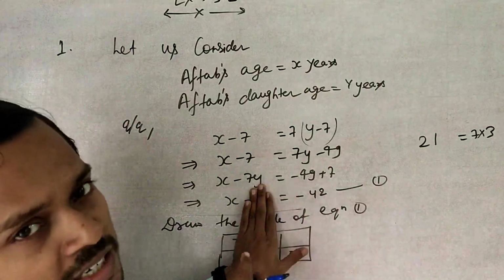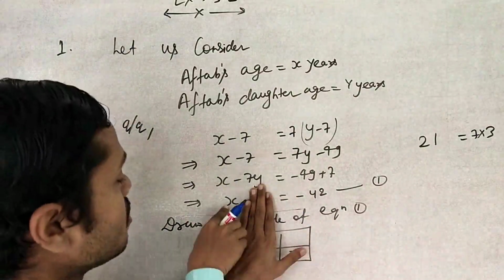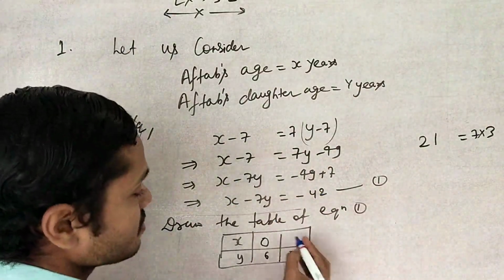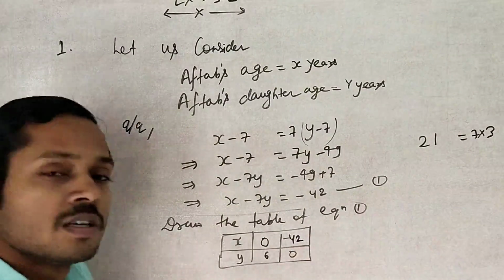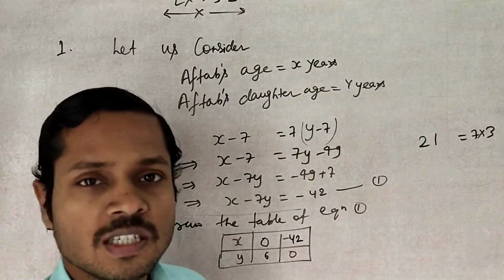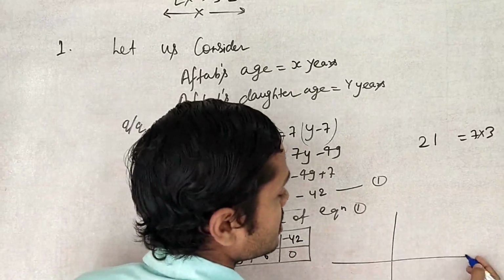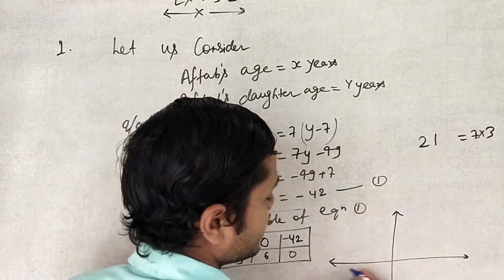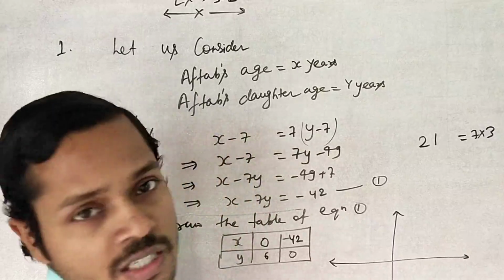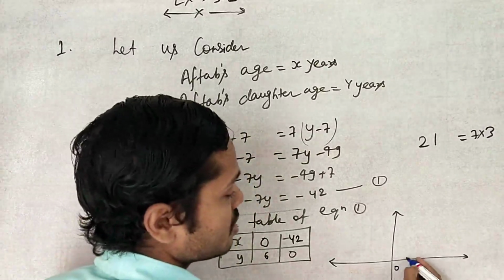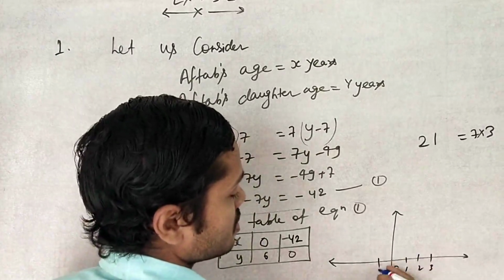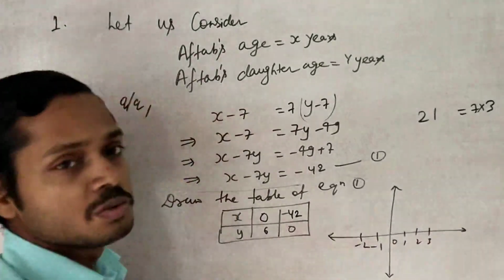Y is 0, multiplied by minus anything, will be 0. Now look at x is equal to minus 40. You can easily represent it on the number line. Number line means this is the coordinate axis. You can easily represent it on the coordinate axis. You know about 0, 1, 2, 3 according to this one. Clear? So you will have to use this one.